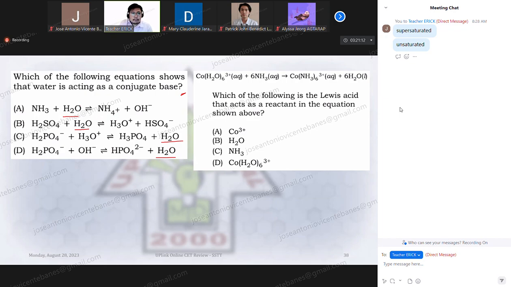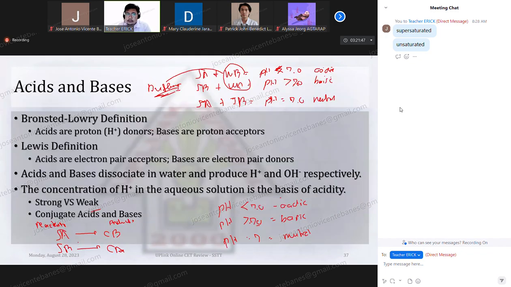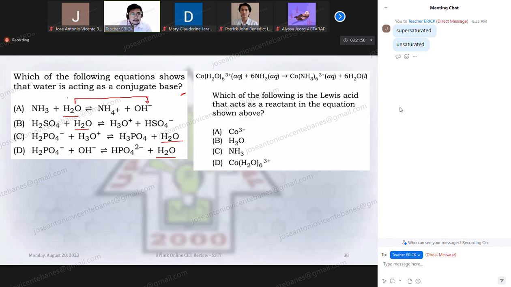Why? First of all, is this an acid or a base? Will this donate or will this receive? Will this water accept or donate? What's the partner of your water here? The partner of water is your OH. Based on the Bronsted-Lowry definition, it is a proton donor. So therefore, H2O here is an acid, and this is your conjugate base.